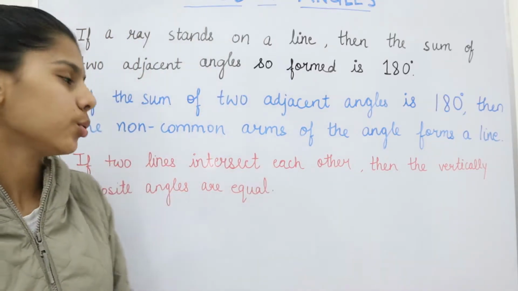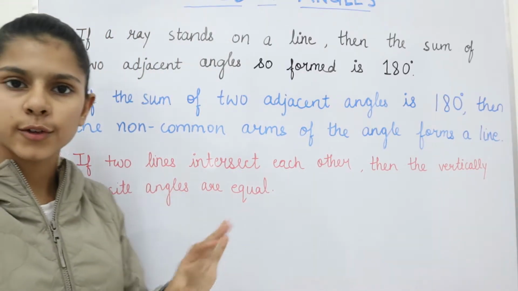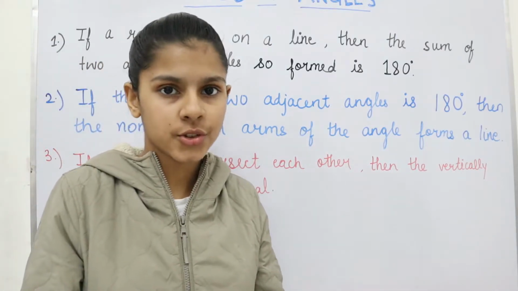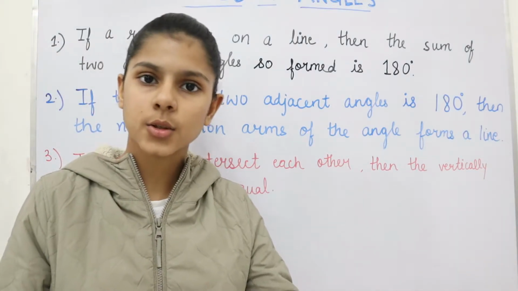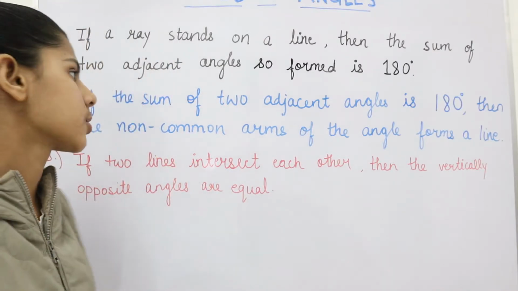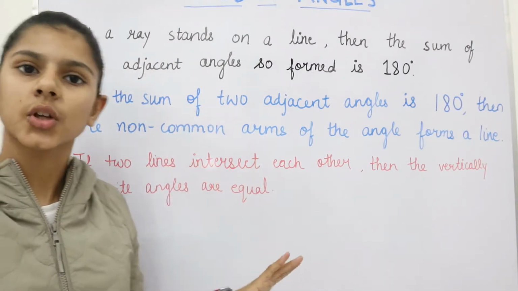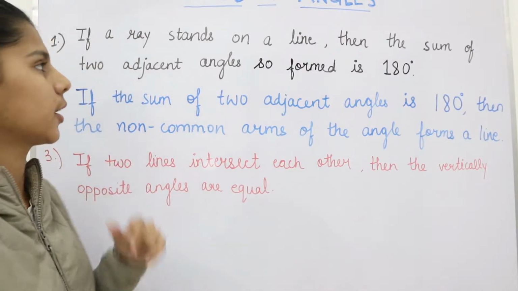So what we are going to do, first of all, we will discuss 3 or 4 rules, then we will do some questions, and then we will discuss the next rules, and then we will do some questions. So first let's discuss these 3 rules and then we will do some questions related to them.